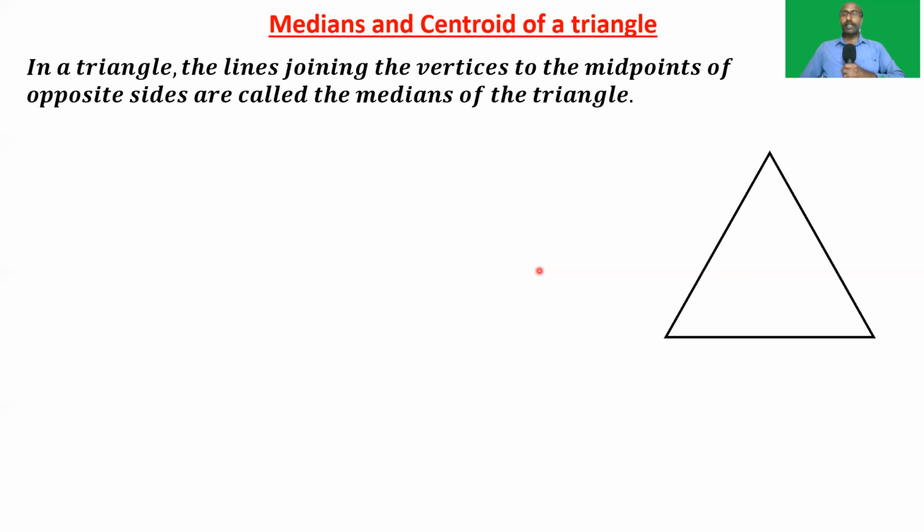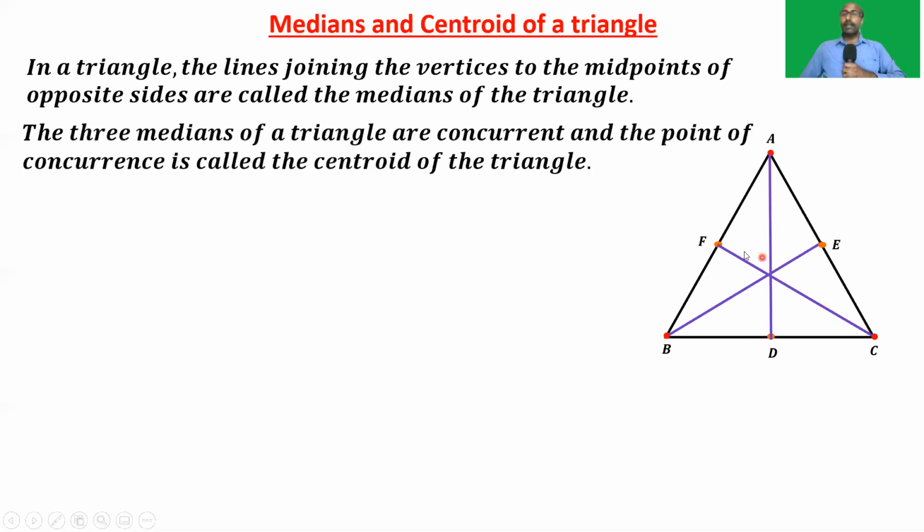This is triangle ABC, and D, E, and F are the midpoints of the sides BC, CA, and AB respectively. The line joining the vertex A to the midpoint of BC, that is AD, is called a median. Three medians exist for a triangle, and these three medians intersect at the same point. That is, they are concurrent. Concurrent means the lines intersect at the same point.